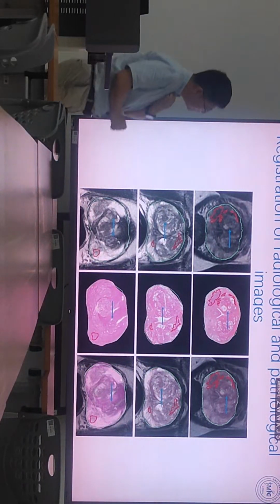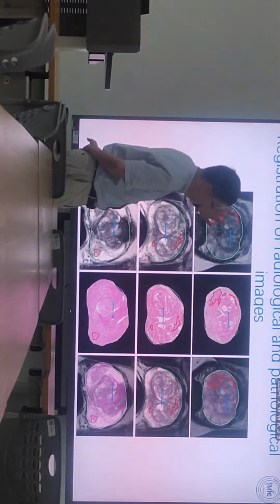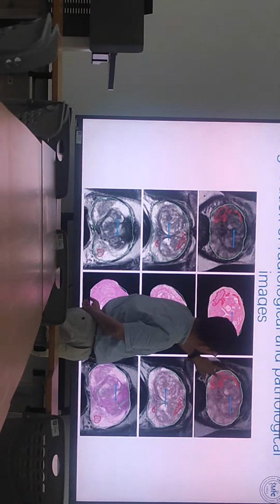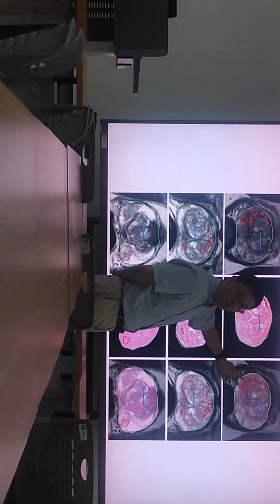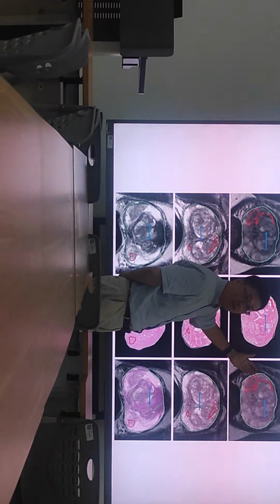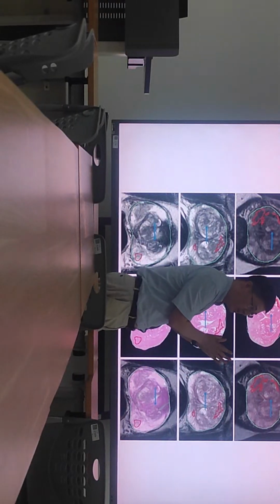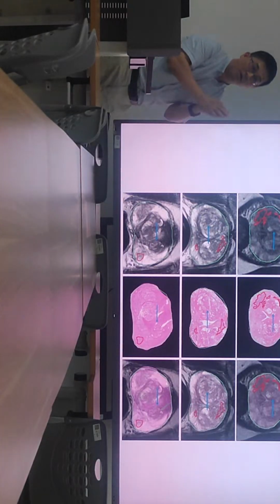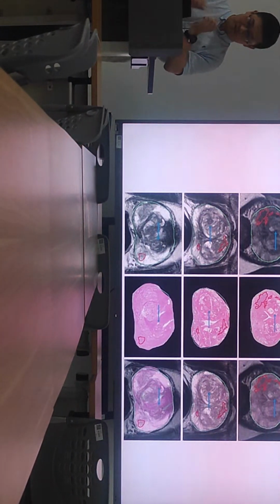For instance, in this example, this is histology, and this is radiology. This is diffusion. You can see this is the malignancy part in the pathology, and we can also see the malignancy part in the radiology as well. So we can integrate them together, because this is very powerful. We can get information from two different scales.